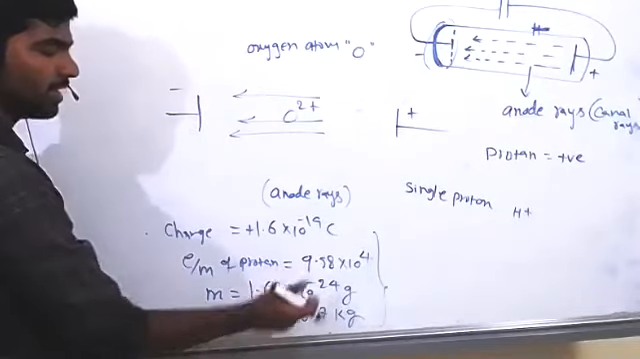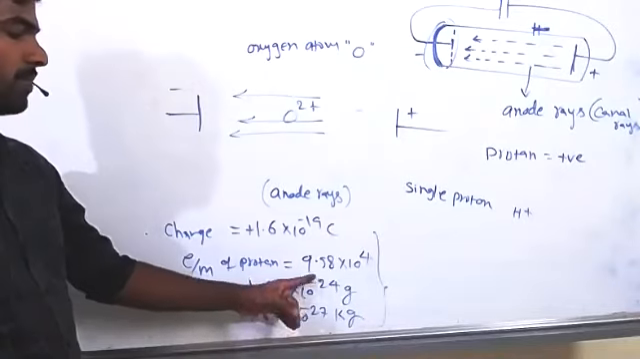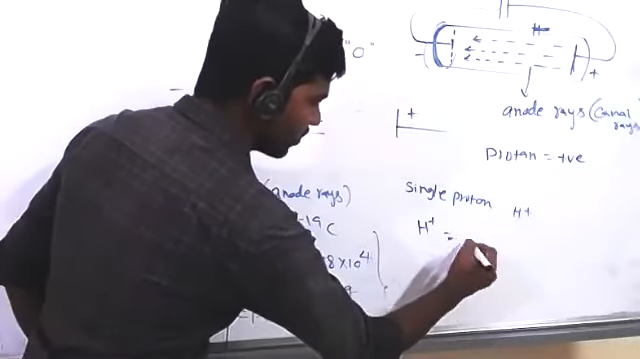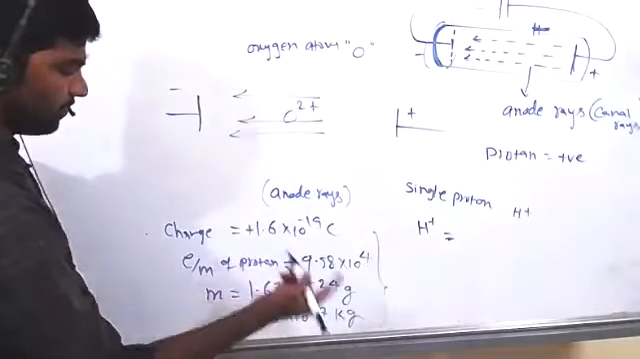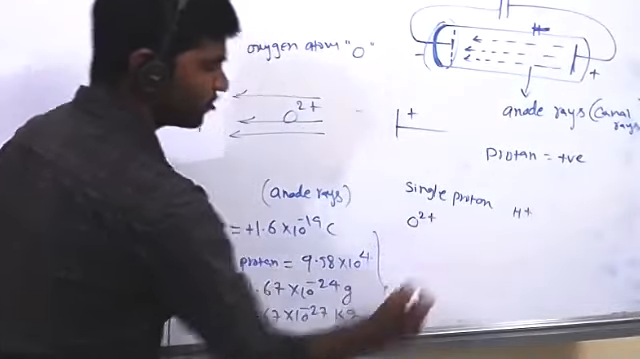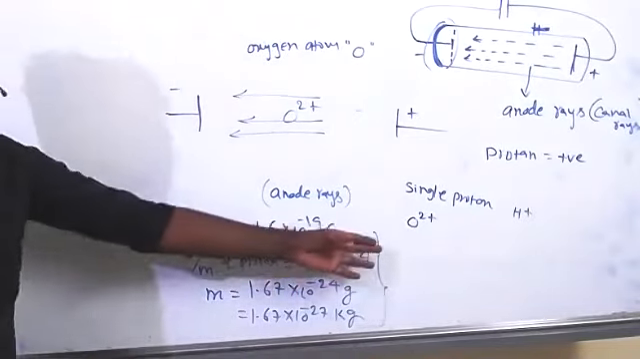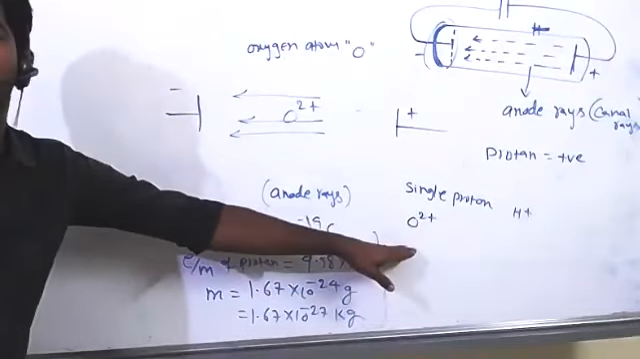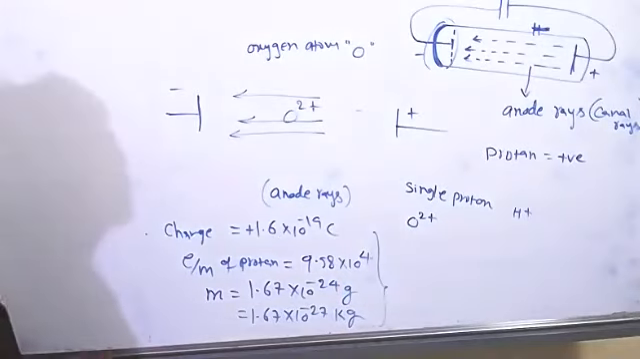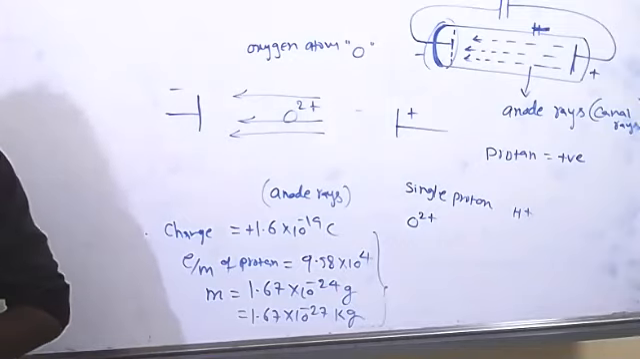Now, does it give the same e by m ratio as given by hydrogen? No, it won't give the same e by m ratio, because for H plus, only one proton is there, and we take the charge by only one proton mass. But in the case of O2 plus, it is carrying 2 units of charge, and in mass it has 8 protons and 8 neutrons. That's why overall it gives a different e by m ratio value. So for anode rays, the e by m ratio is different for different gases.